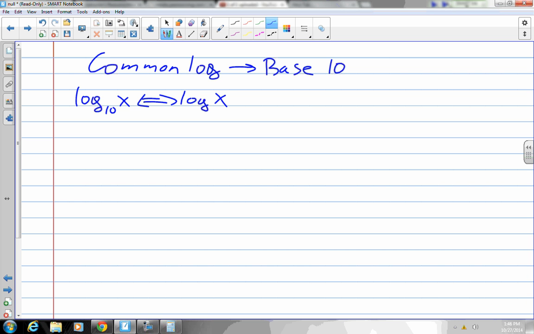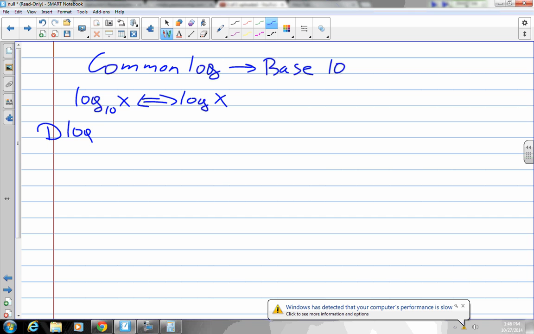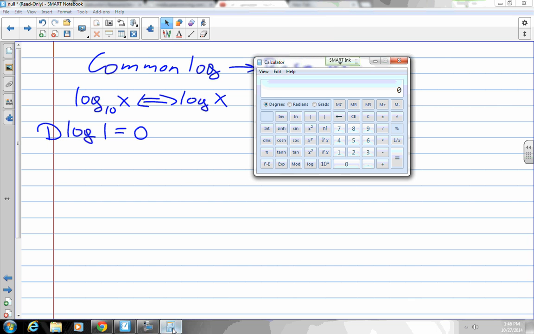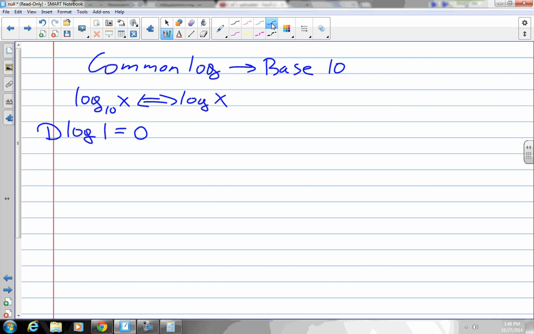So it has the same properties. If I ask you what is log of 1, what is log of 1? 0. And we can totally check this on our calculator. If I type 1 and I hit log, it will give me 0. If I do 0, it will give me undefined. I cannot compute log of 0 because it's outside the domain. The domain of the logarithmic function is strictly positive.